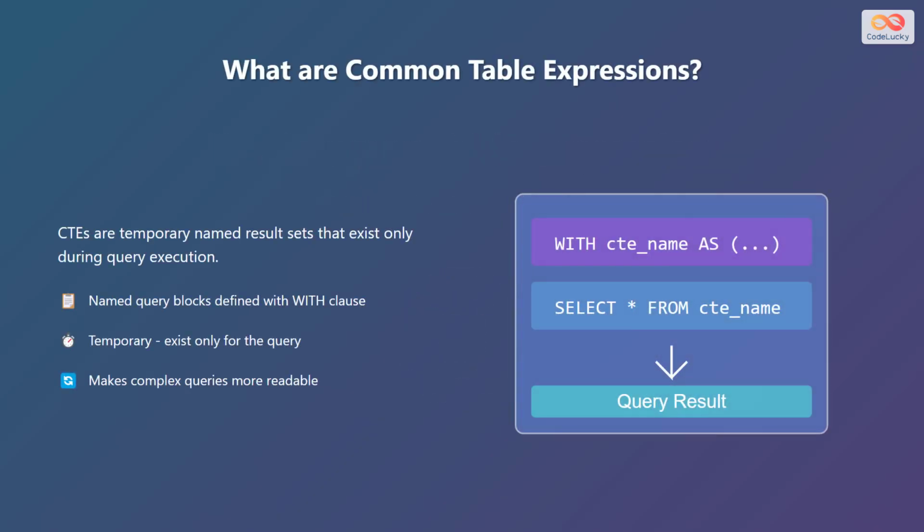So, what exactly are common table expressions? CTEs are temporary, named result sets that exist only during the execution of a query. These are named query blocks defined using the WITH clause. Because they are temporary, they exist only for the duration of the query. Using CTEs makes complex queries more readable by breaking them down into simpler logical blocks.